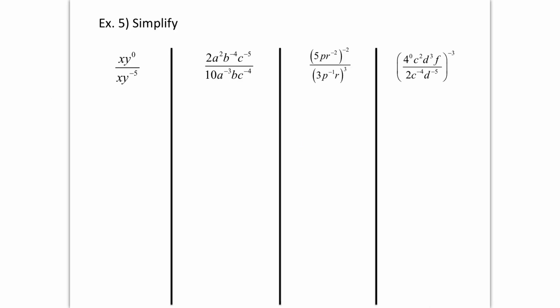Now let's go ahead and put some properties together so we can simplify a fraction. So we might have to use 2 different properties, maybe 3 different properties, but you have to simplify until you cannot do anything else. So let's look at the first one.